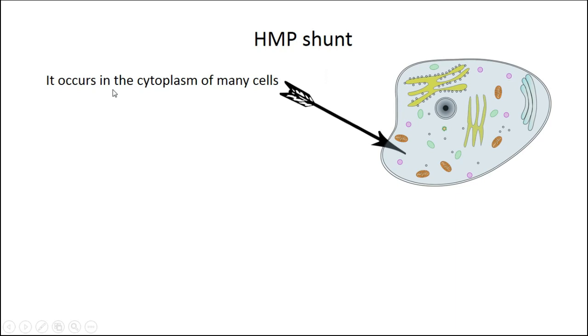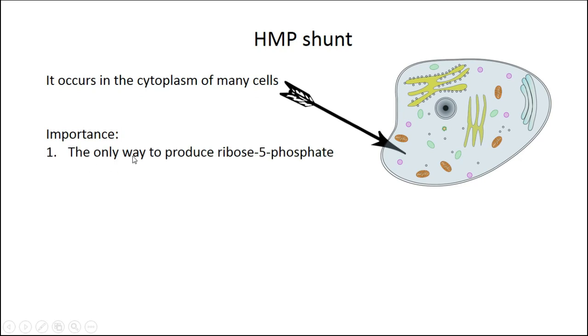In this video, we are going to talk about the HMP shunt. It is a series of reactions that take place in the cytoplasm of many cells, such as the liver cells and the mammary gland cells, and it is important to produce many things. For example, it is the only way to produce ribose 5-phosphate.